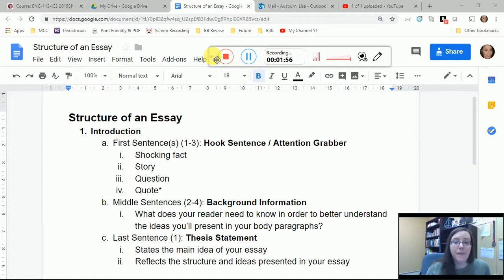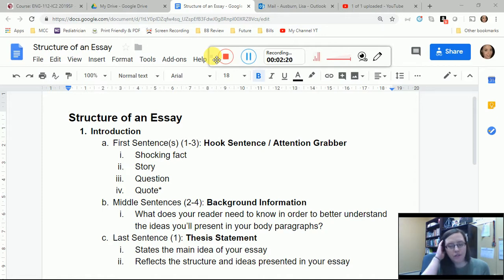So I'm going to talk through these structure notes. They're very basic. They're very general. I will lecture in that I'll apply these notes to our personal narrative, but what you see on your paper is just basic. So first things first, structure of an essay. I'm looking at an essay that has 3 segments: an introduction, body paragraphs, and a conclusion.